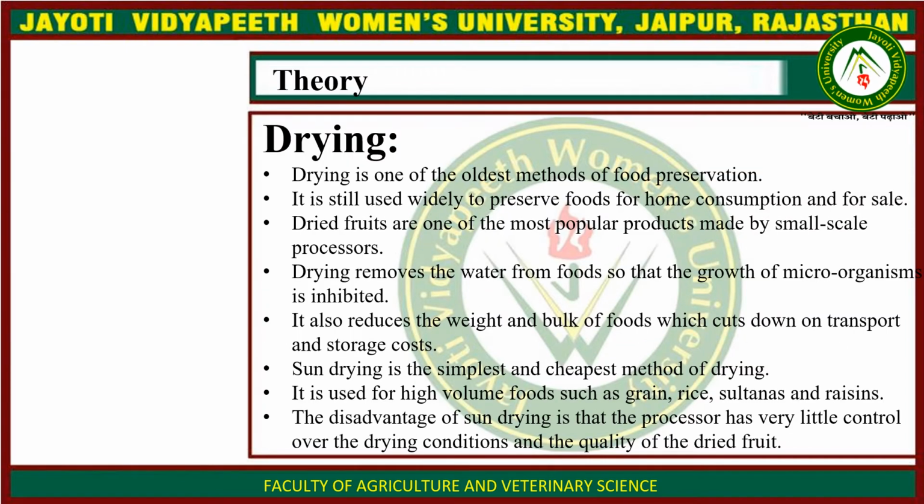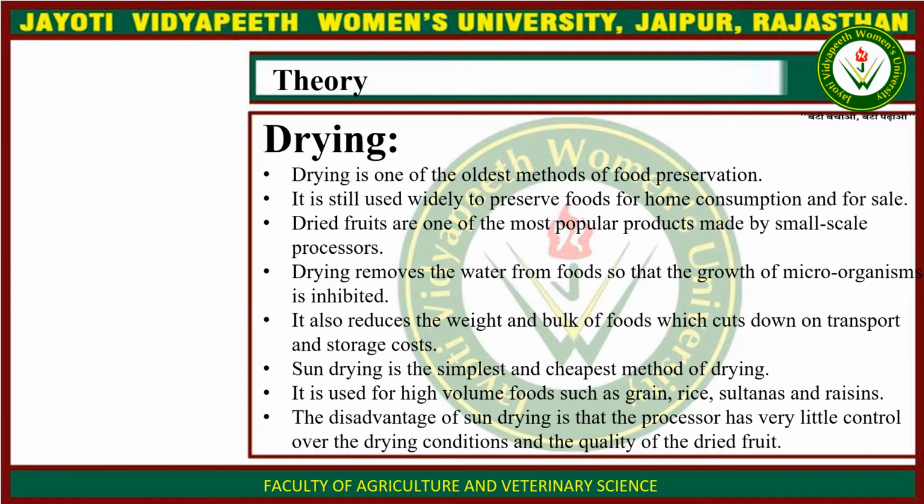Drying is one of the oldest methods of food preservation. It is still used widely to preserve foods for home consumption and for sale. Dried fruits are one of the most popular products made by small-scale processors. Drying removes the water from foods so that the growth of microorganisms is inhibited. It also reduces the weight and bulk of the foods, which cuts down on transport and storage costs.